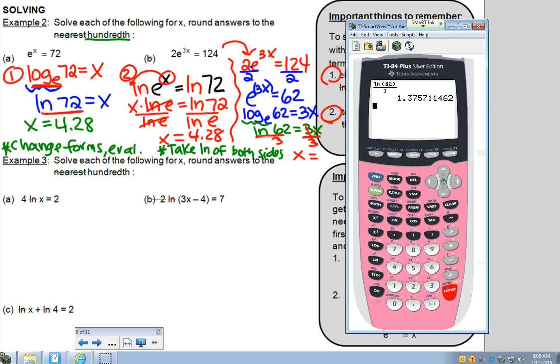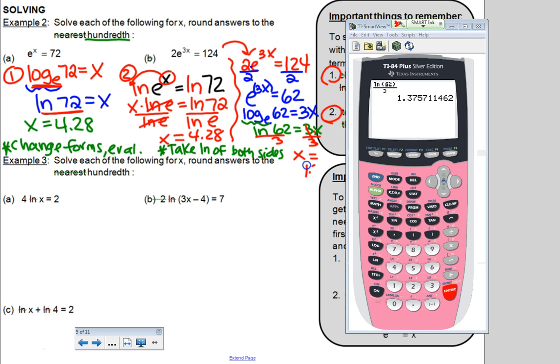Okay, so rounded to the nearest hundredth again, it's 1.38. All right, so with your base e's again, you can either change forms and evaluate, or you can take the ln of both sides, bring down your power using the power rule, and then divide terms over like normal.